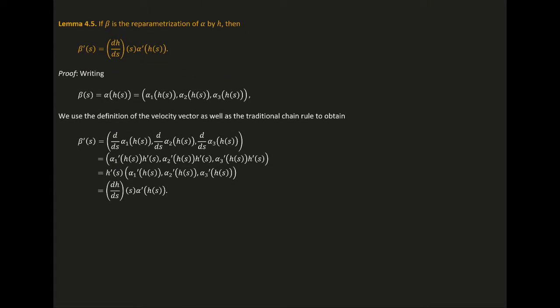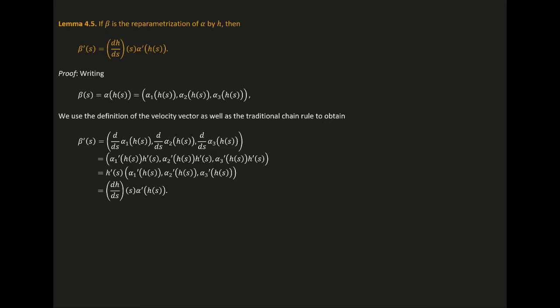Now we prove a few simple lemmas. Firstly, we prove that if beta is a reparametrization of alpha by h, then the tangent vector beta prime of s is just the tangent vector of alpha, evaluated at h of s, but then multiplied by the factor dh ds, the derivative of the inside function. So hopefully we can see that this is essentially just the chain rule, but for tangent vectors.